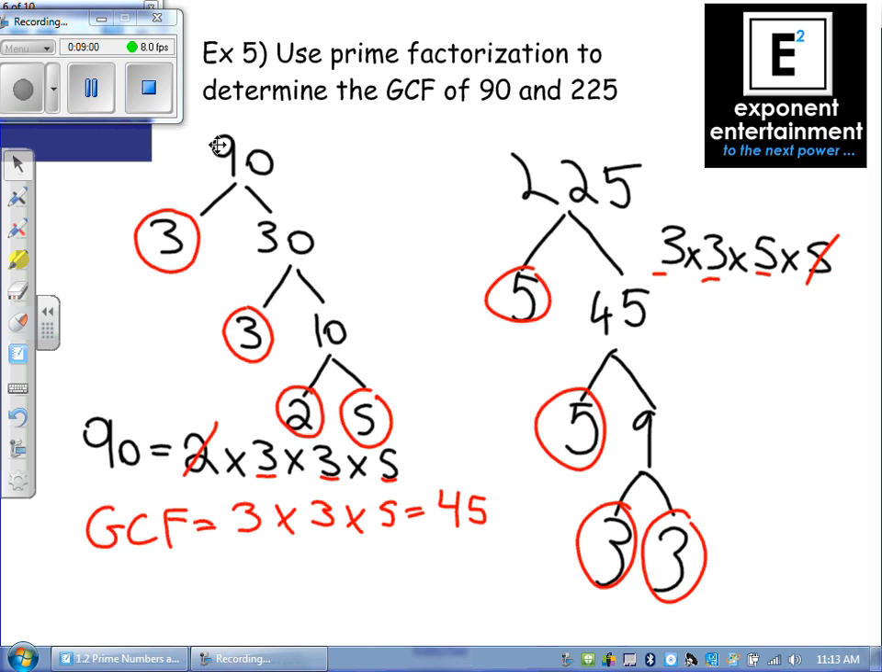To make this easier on yourself, when you're writing out your prime factorization, your product of prime factors, try to do them all in order. Try to do them from smallest to greatest. So the way I went 2, then 3, then 5, it'll keep everything in a nice long order for you.